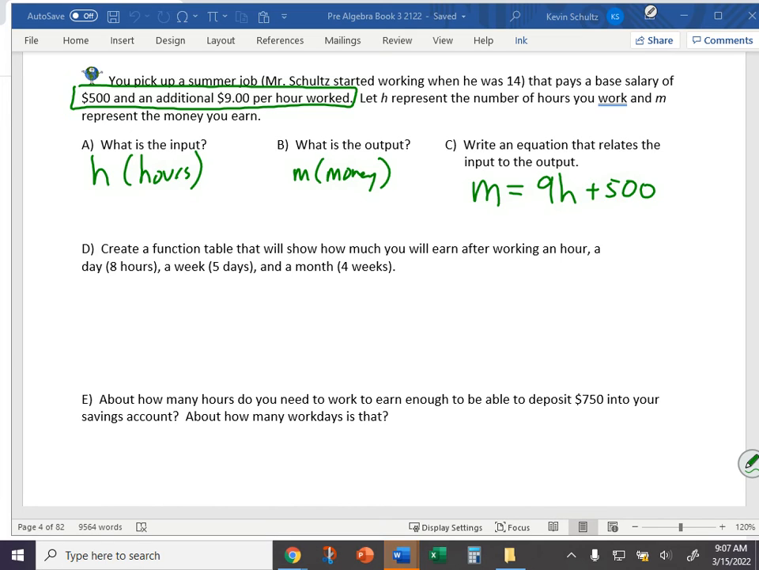One-time thing. But the $9 per hour, 9 times H. For every hour you work, you'll make $9 more. So for our function table, we've got the hours. We've got 9H plus 500. And we have the M. We're going to fill in the inputs for this. The rest will be homework for you. The rest of D and then E.